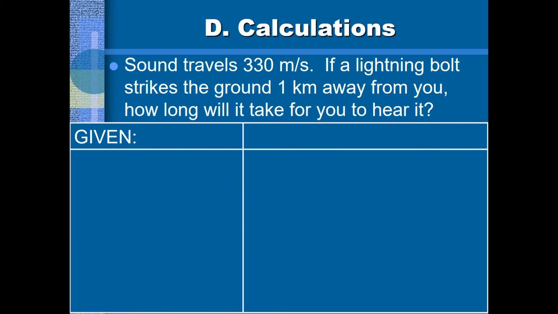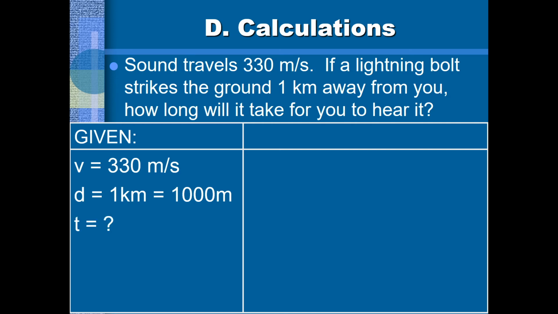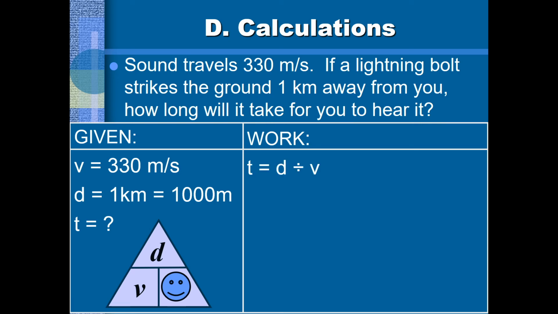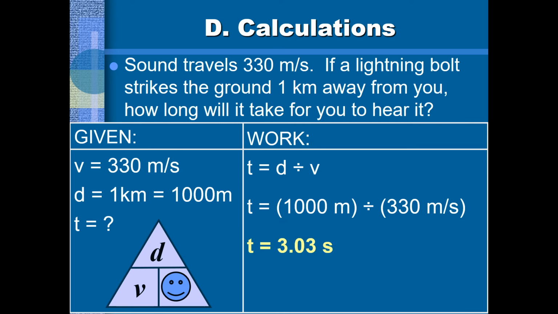Again, I highly suggest that you go and identify all your variables and write them out. So your velocity or speed is 330 meters per second. Your distance is going to be 1,000 meters. Because your velocity or speed is given in meters, your distance has to be in meters. We have to make sure units are matching. And we're trying to figure out time. So we draw a triangle. We're wanting to figure out time. So time is equal to distance divided by velocity. So time is going to be equal to 1,000 meters divided by 330 meters per second. If you were to plug that in a calculator, it'd be something like 3.03 seconds.